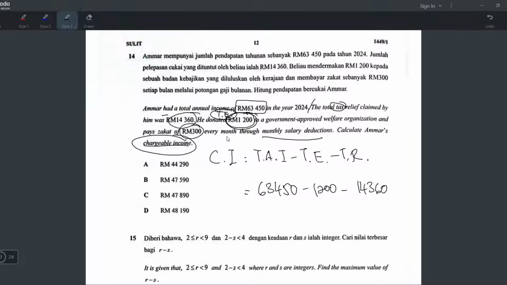But this question doesn't need all that, it only asks for chargeable income. So do it like this and get it directly. So press the calculator, and get the answer directly. So let me press. Okay, 47890 is the answer. So C.